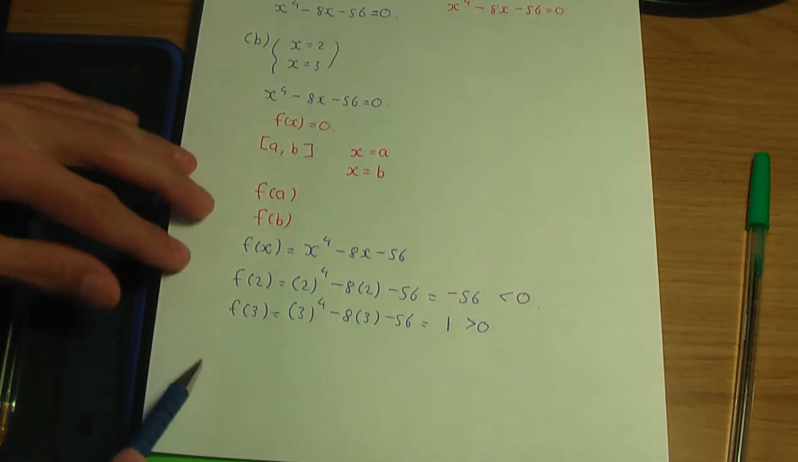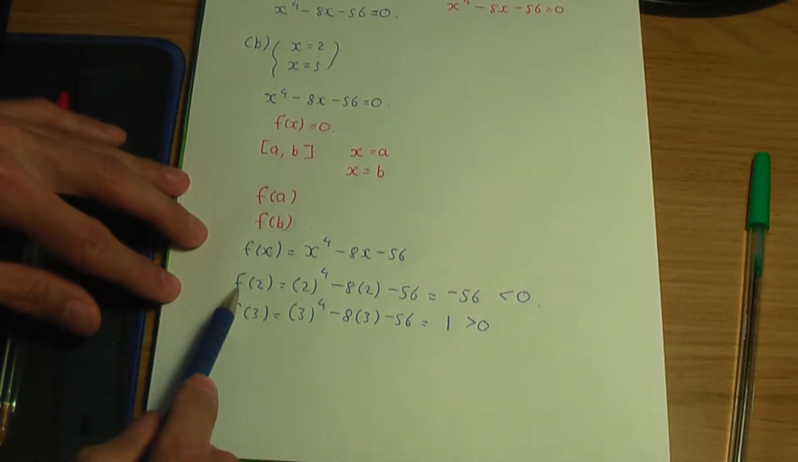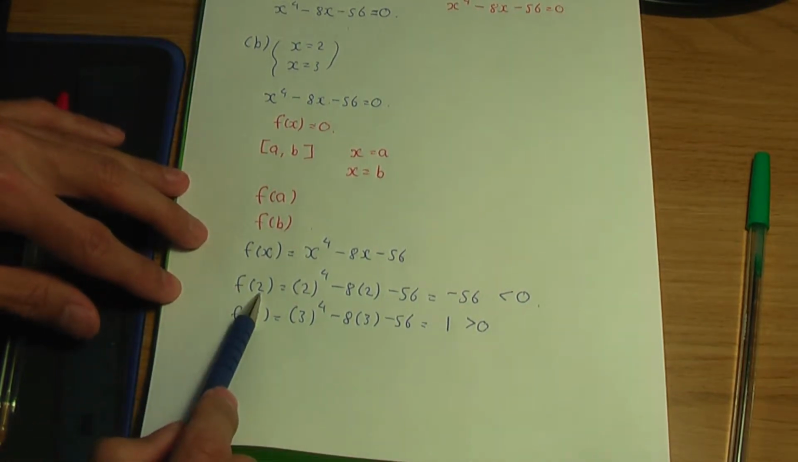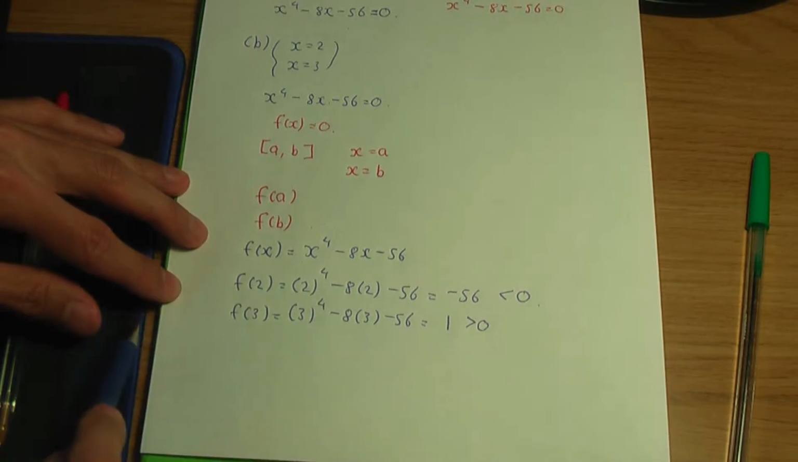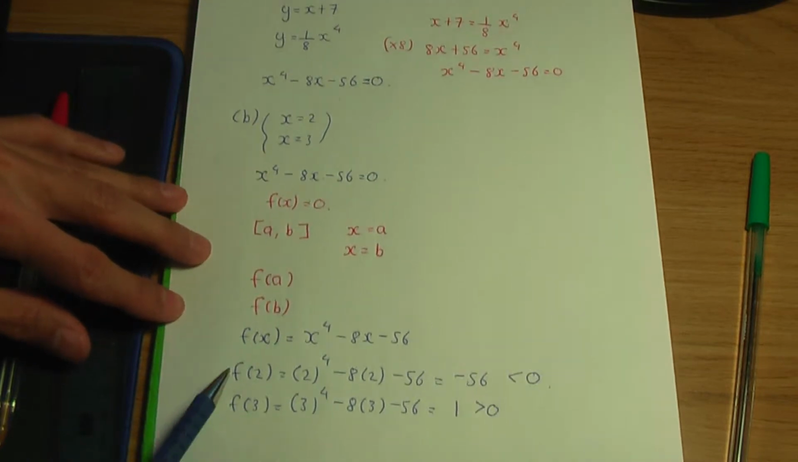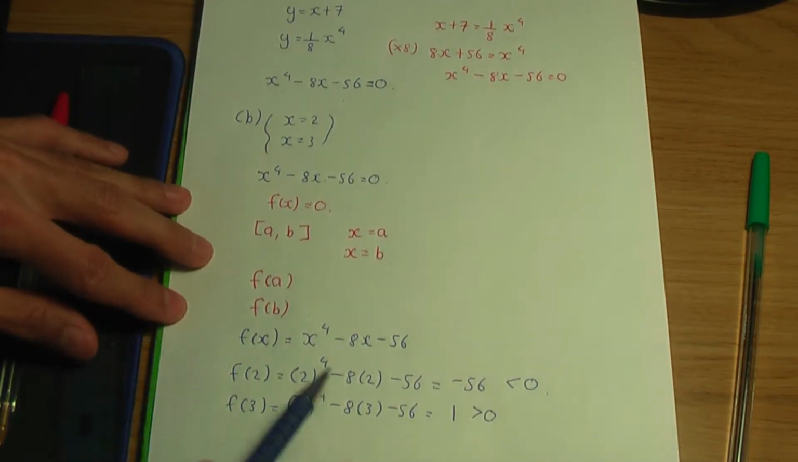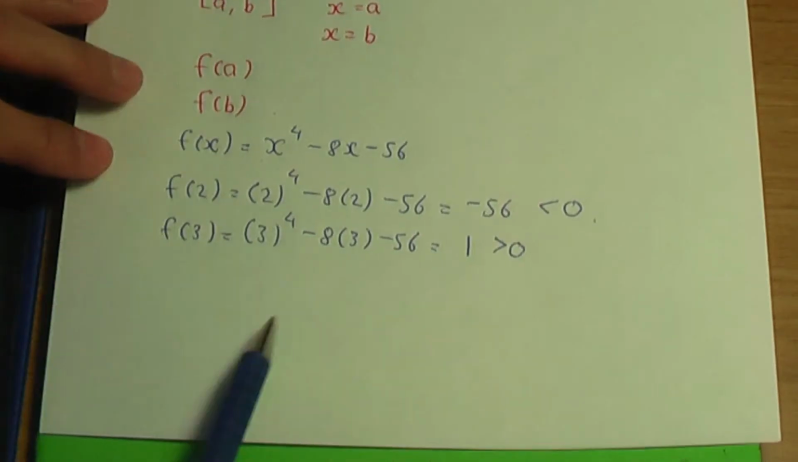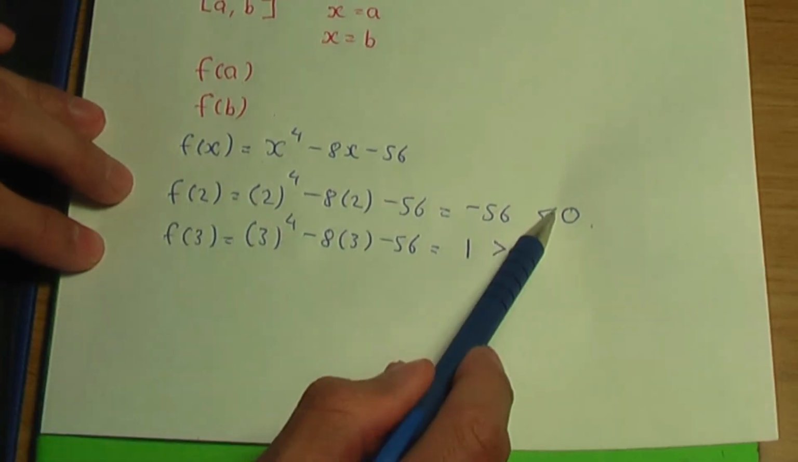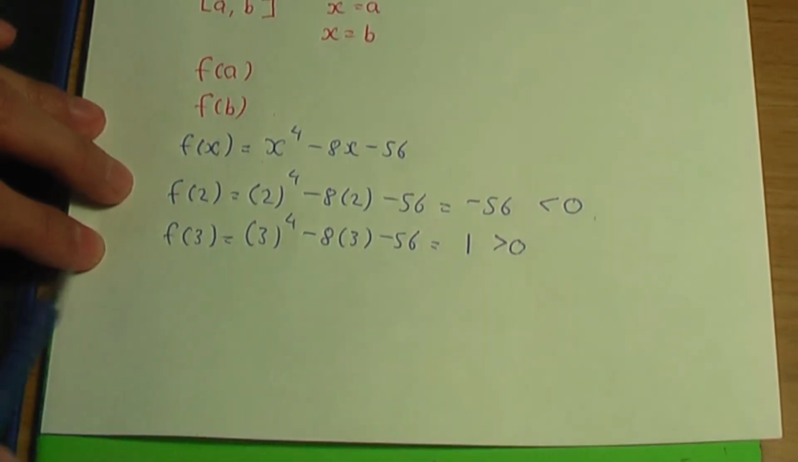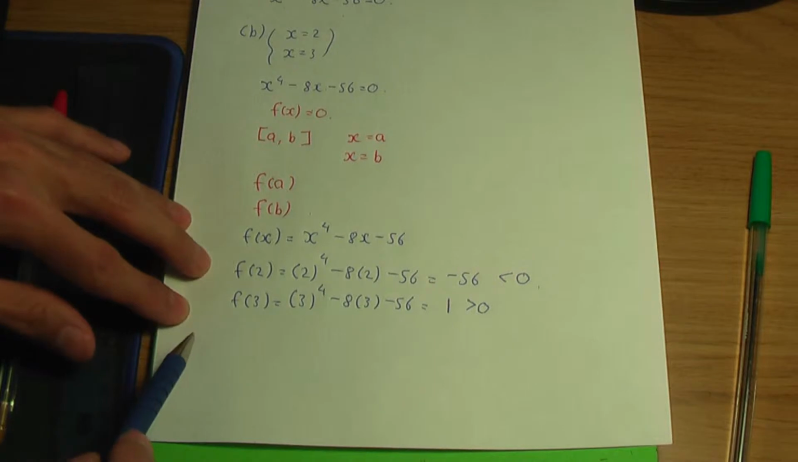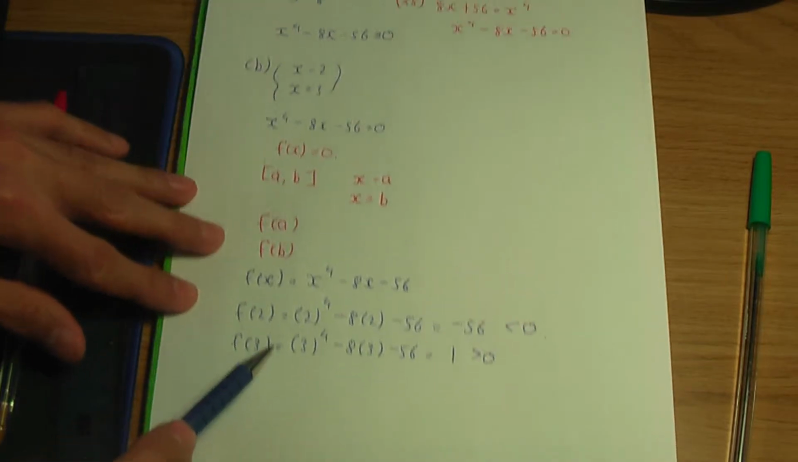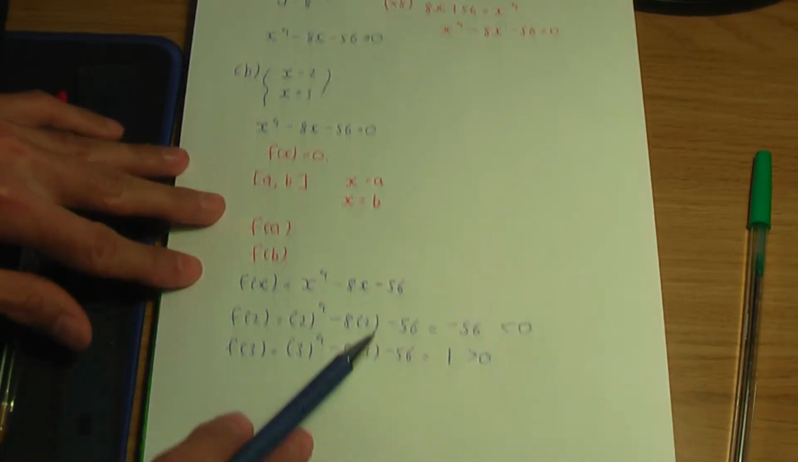So as I said, the change of sign rule states that if f of one of the values is positive and if f of the other value is negative, that means that there's a root that exists within the given interval. So in this very example, f of 2 is less than 0 and f of 3 is greater than 0, so that means that there's a root between our values 2 and 3.